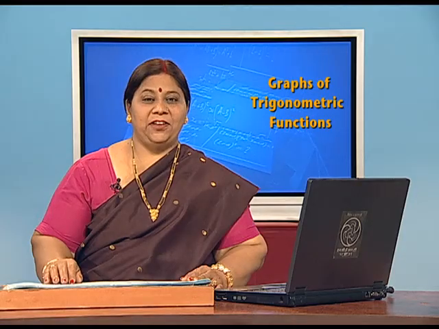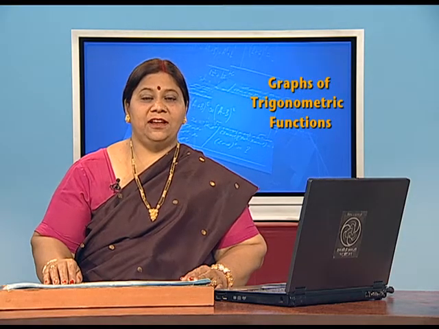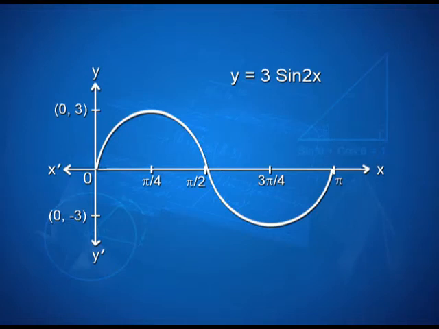So, students, let us pick up one more example to see how we can sketch the graph of the function y equals 3 sin 2x. To obtain the graph of y equals 3 sin 2x, we first draw the graph of the function y equals sin x in the interval 0 to 2 pi, and then divide the x coordinates of the points where it crosses the x axis by 2. This is the way we can draw the graph of the function y equals 3 sin 2x.